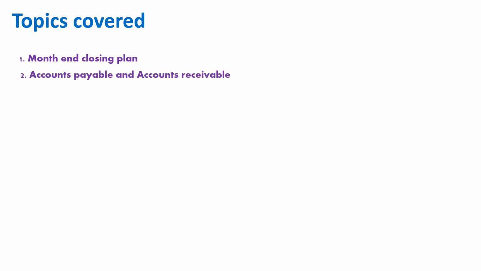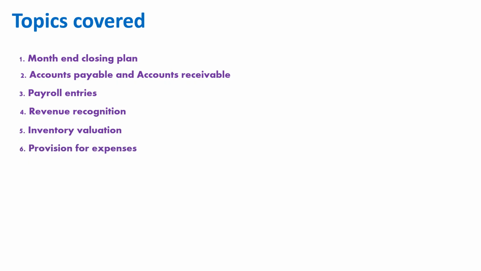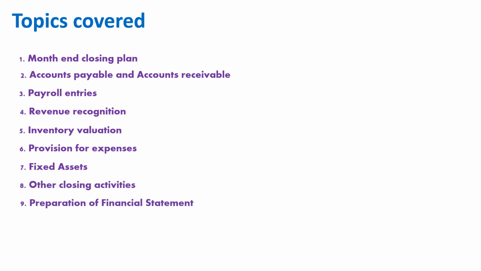In this comprehensive video, I will be covering the following key topics to help you master the month-end closing process. First one is month-end closing plan. Second, accounts payable and accounts receivable. Third, payroll entries. Fourth, revenue recognition. Fifth, inventory valuation. Sixth, provision for expenses. Seventh, fixed assets. Eighth, other closing activities. And at the last, preparation of financial statement.